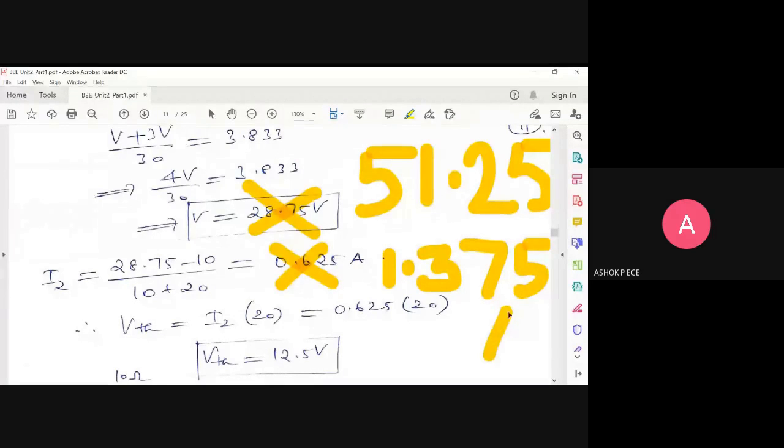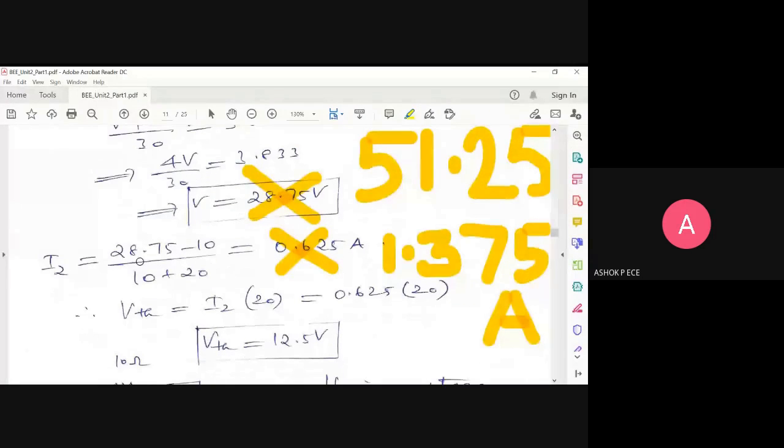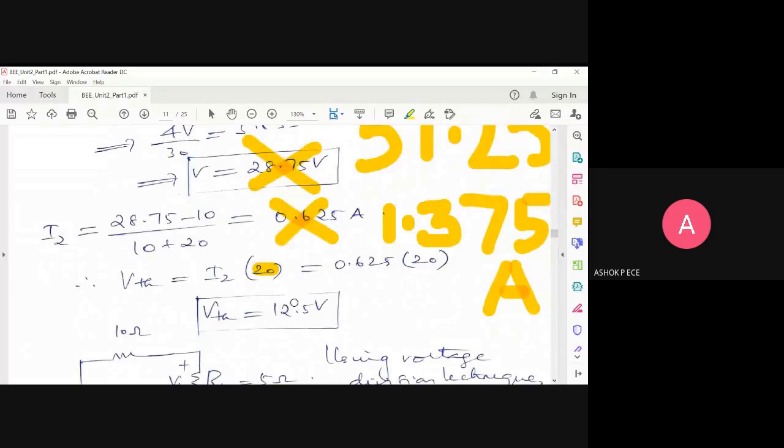Yes. Now find VTH. VTH equal to voltage is current into resistance. VTH equal to I2 into R. So 1.375 into 20. So you get 27.5 volt. That is your VTH.